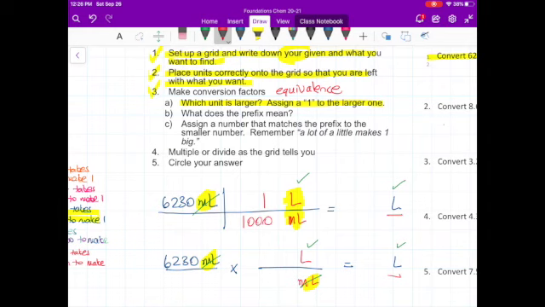Not 1,000th. It takes 1,000 thousandths to make 1. Don't ever put a negative exponent. You could have put 1,000 or you could have put 10 to the 3. So if I'm doing this down here, I'm going to put 10 to the 3 just because I can.